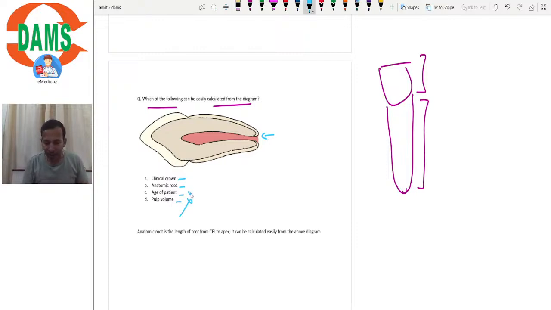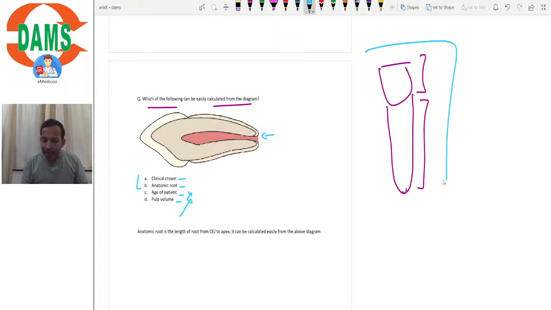Age of the patient, again we cannot calculate. It's a fully formed tooth. The patient could be of any age, isn't it? So what's left is clinical crown and anatomic root. What is a clinical crown or a clinical root? And anatomic crown and anatomic root.